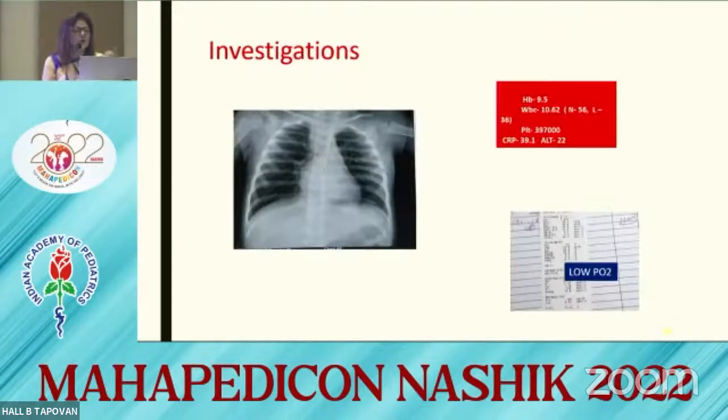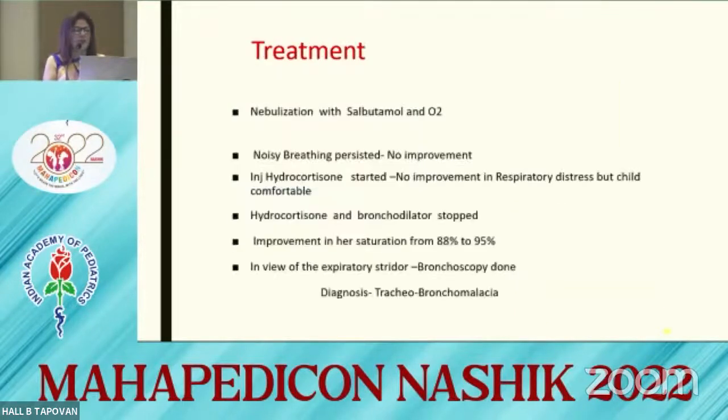So you have to go, this was his X-ray, which was unremarkable. ABG just showed a low PO2, counts were normal. He was first nebulized with salbutamol, but the noisy breathing persisted. Steroids were started, did not improve. Only what helped the child was proning, okay? To some extent, the saturation kept fluctuating between 88% and 95%. In view of the expiratory stridor, a bronchoscopy was done and a diagnosis of tracheobronchomalacia.